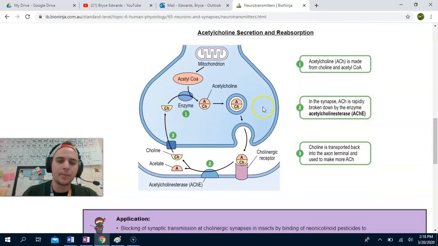Okay. So acetylcholine gets sent down, locks onto the receptor. It then goes through acetylcholinesterase, gets broken down by that into acetate and choline. The choline gets taken back up. An enzyme makes acetyl-CoA from the mitochondrion, by the way, and that puts it back together into acetylcholine, and on and on and on and on.